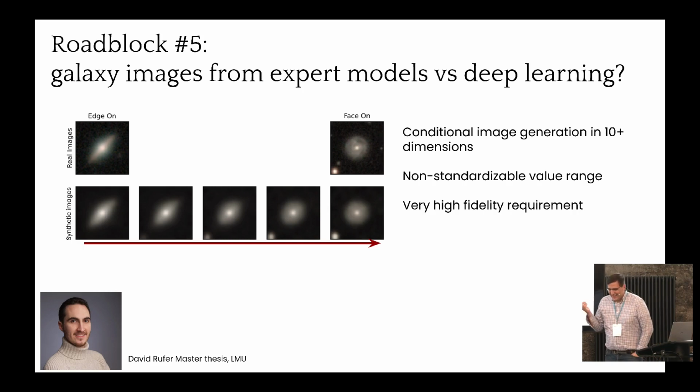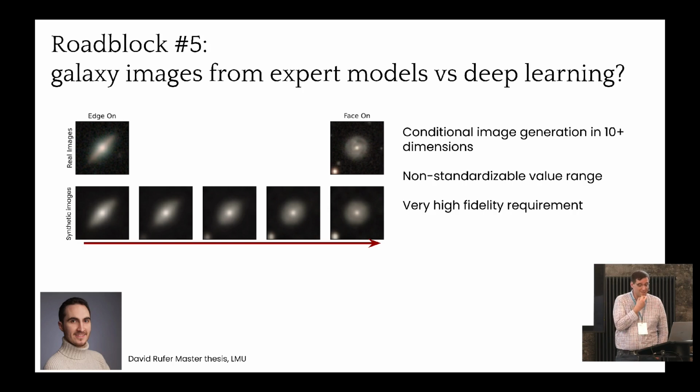So, you know, deep learning has all these nice PR images of producing faces, cats, and dogs. So we also thought maybe we can make use of this technology to basically generate galaxies in a conditional way. So different features. Unfortunately, we have to conditionalize. We have to produce a conditional image generator in 10 plus dimensions. And it turns out that's actually surprisingly hard to do.